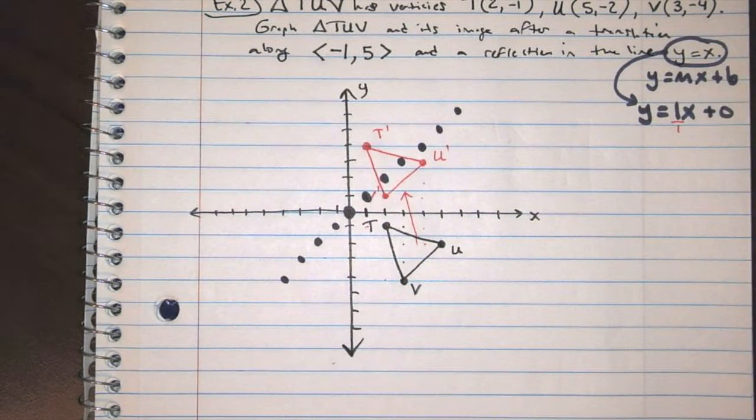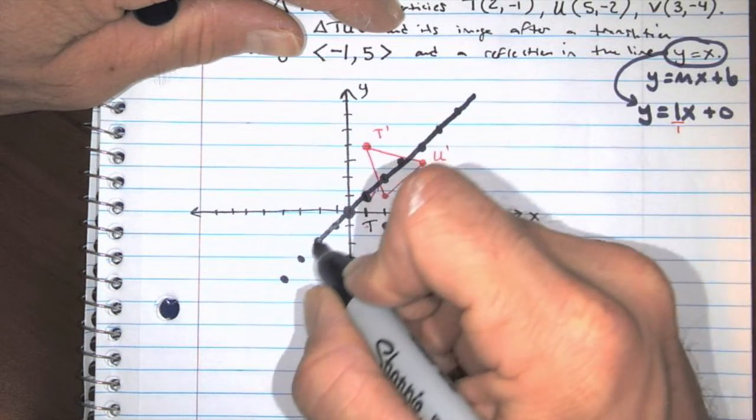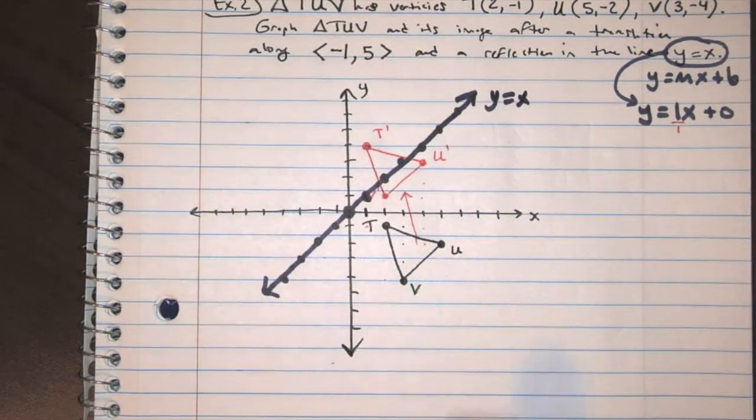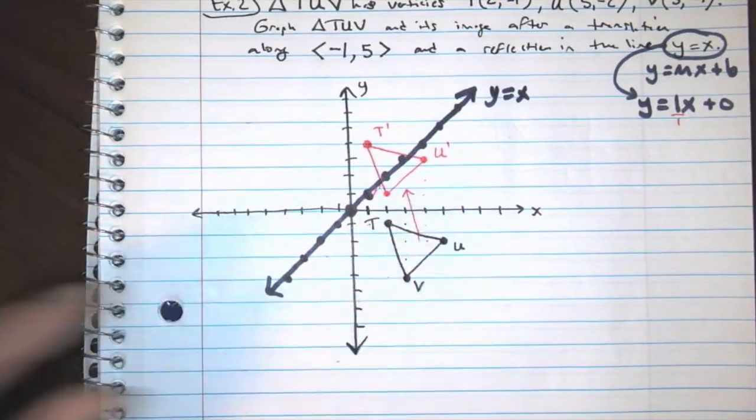See, do I have a ruler? I don't have a ruler on my desk. Okay, I'm just going to freehand this. Folks, that's the line y equals x. You need to take this image that you've already translated, and you need to reflect it over that line.